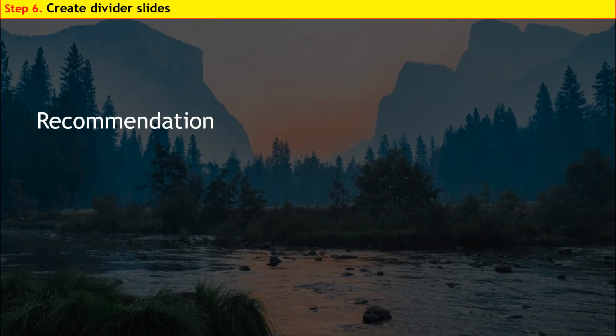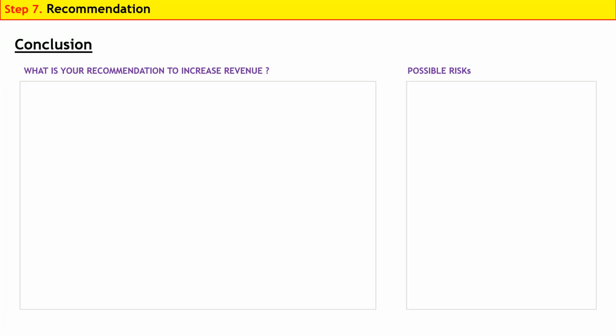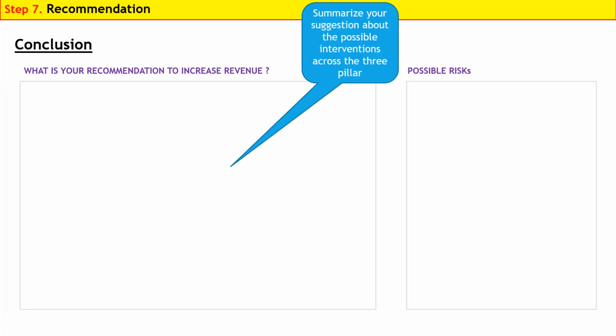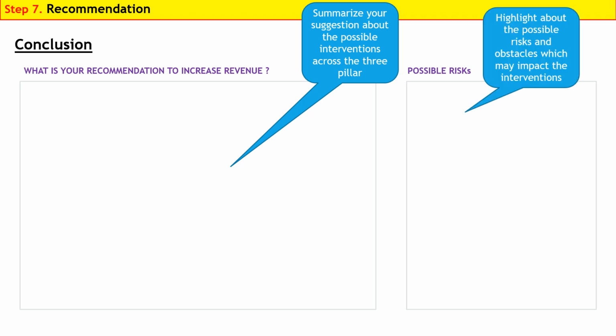Now, with this analysis done in detail, we are now able to give a nice recommendation. Also, one thing which you might have noticed is that we have been creating divider slides across to segregate between one section and the next section. Now, the step 7 is recommendation. So, summarize your suggestion about the possible interventions across the 3 pillars. Make sure that it is crisp and short and to the point. Also, the obstacles or the risks which you have identified, make sure that you summarize that as well to capture a holistic perspective.